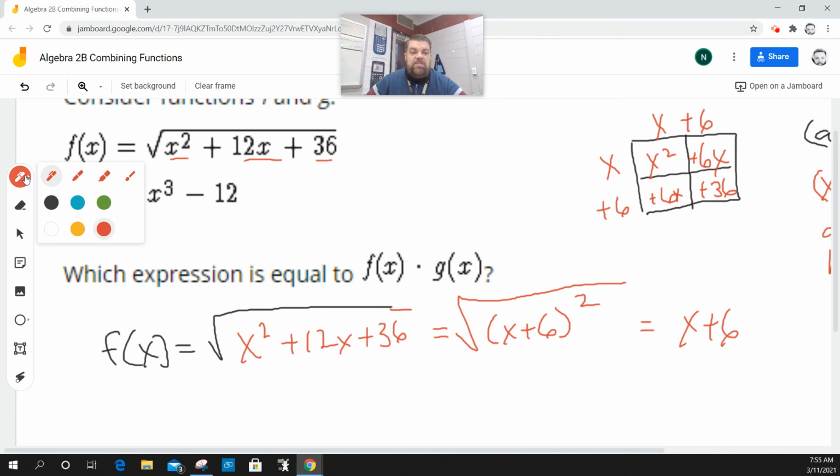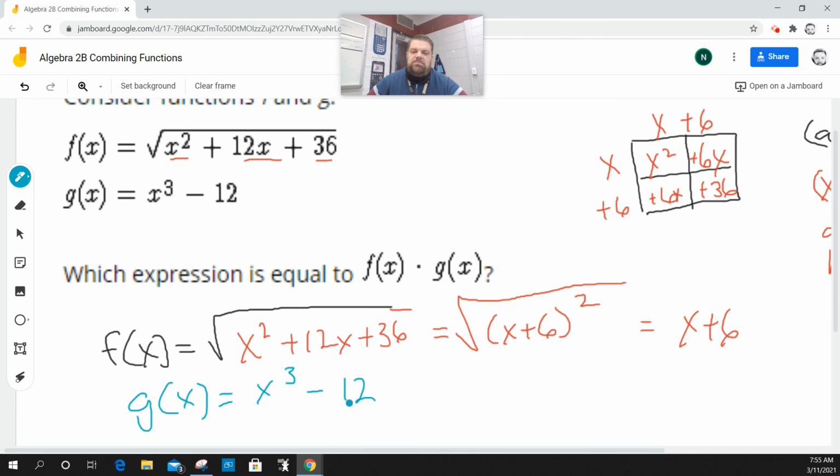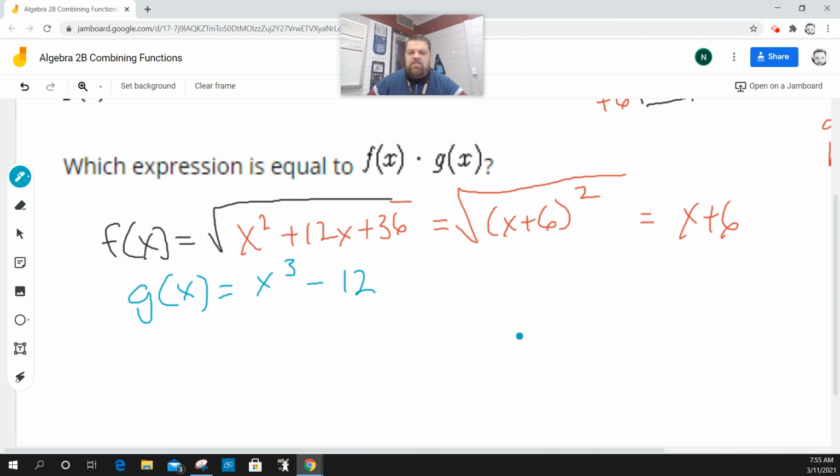And then g of x, there's really nothing that I can reduce. I mean, I can, but I could do some factoring, I suppose, but I'm just going to leave it like that. So when I say I want to do f of x times g of x, because that's what they're asking us to do here, I'm simply going to multiply them out.